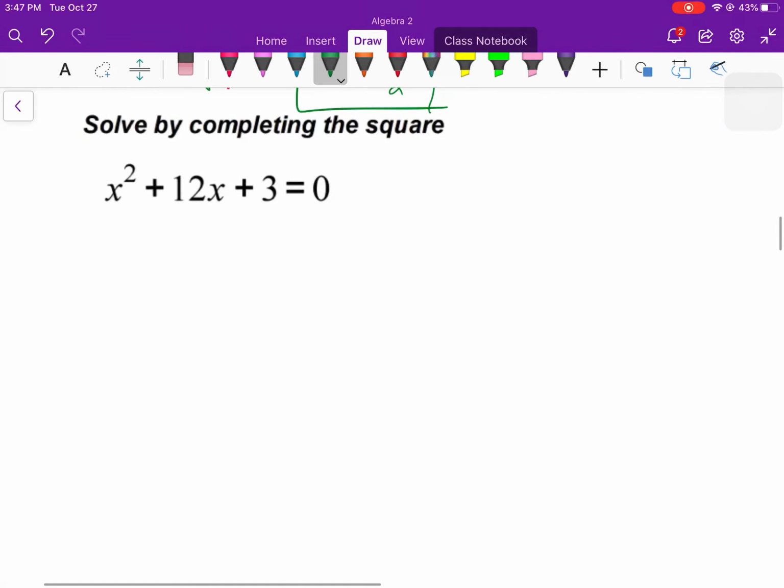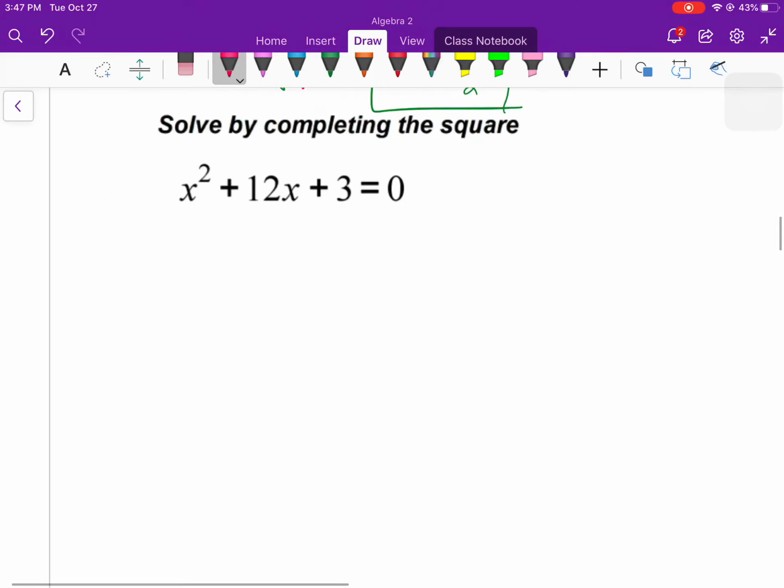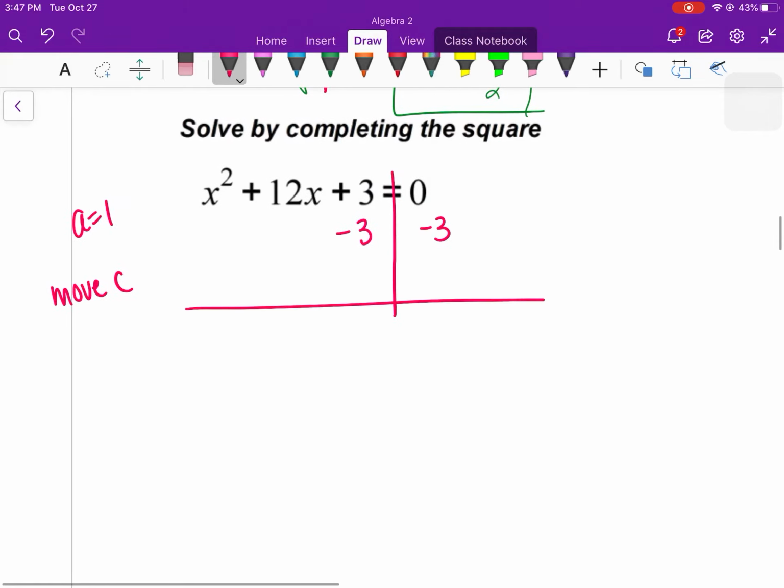All right, then we did solve by completing the square. Completing the square has multiple steps, so it does take some practice so that you remember all of the steps. First step is that a has to be equal to 1, which it is. The next step is that you need to move the c value to the other side of the equation, so subtract 3 from both sides.